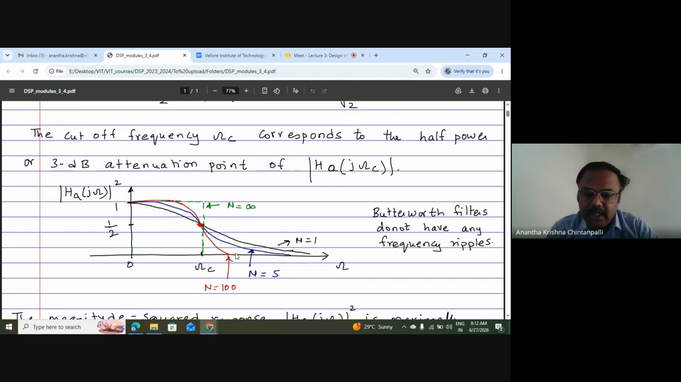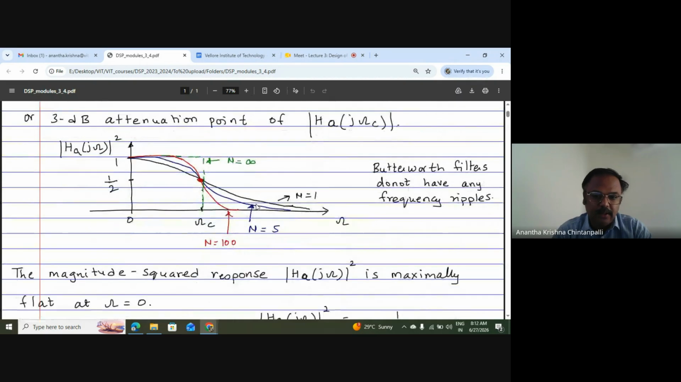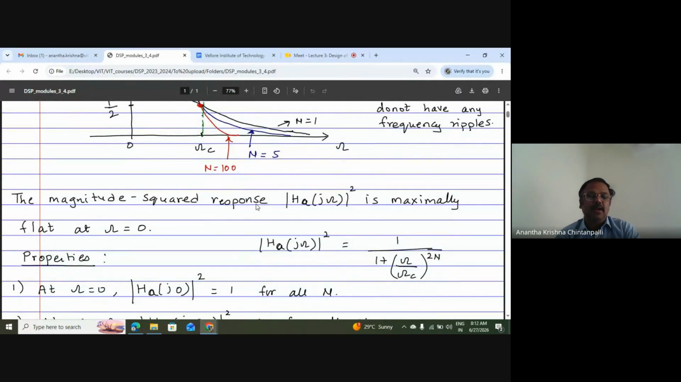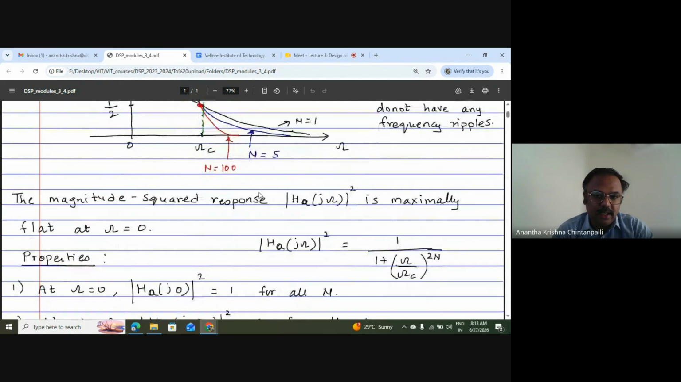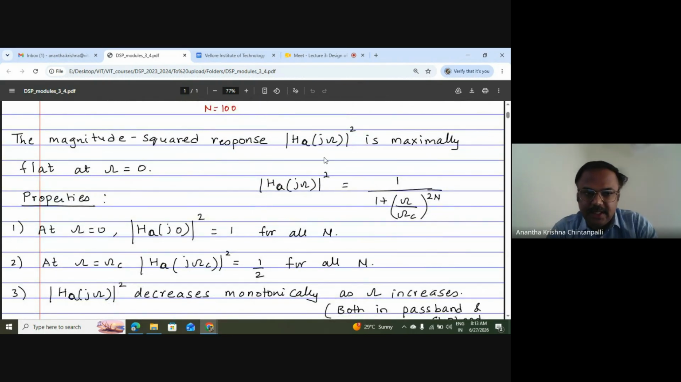Another important point is that the Butterworth filter does not have any ripples in the frequency response. No frequency ripples are there. It's a monotonically decreasing function regardless of the filter order. Now let's look at some of the properties associated with the magnitude square response. First thing is that it's maximally flat at Ω equal to 0 because the value is going to be 1. For the sake of illustration, I have mentioned the square magnitude response expression here.